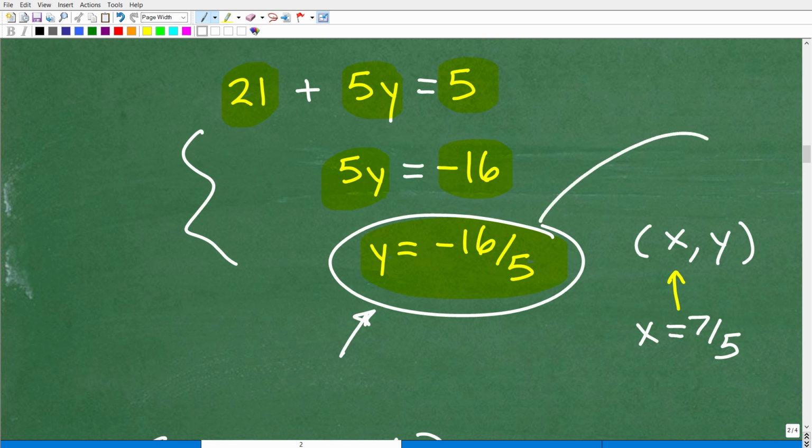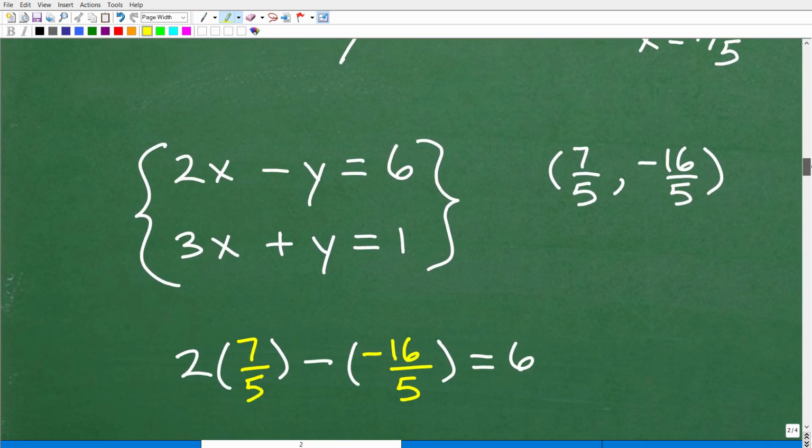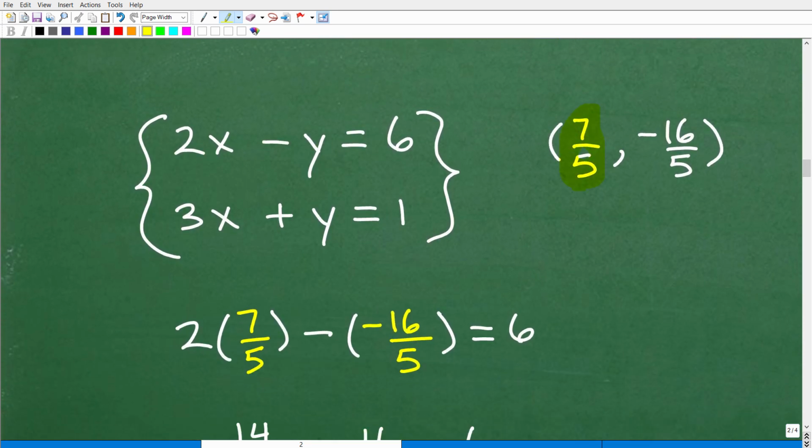What does that mean? Well, that is the y part of our point. Okay, so remember, we already solved for x. That's 7 fifths. Now we know what y is. That's negative 16 fifths. So that is the point of intersection. Okay, x is 7 fifths, and y is negative 16 fifths.